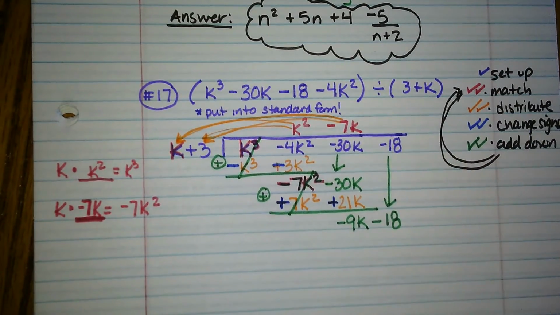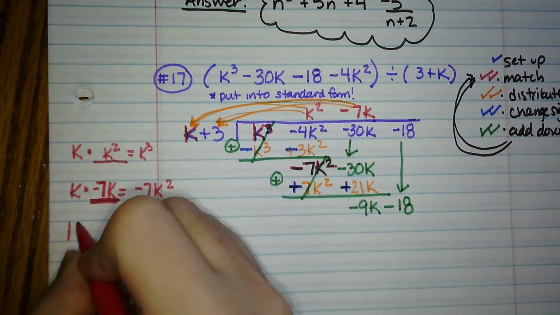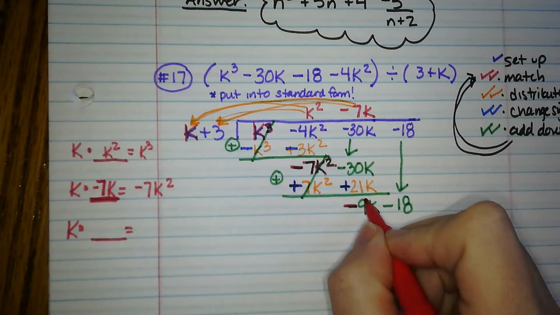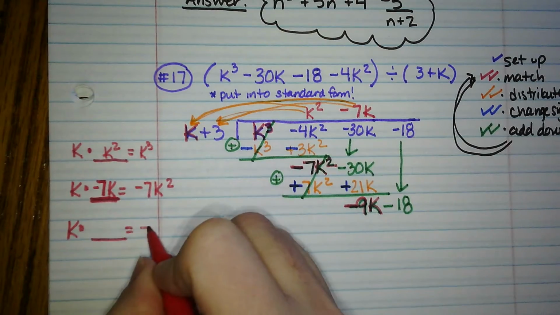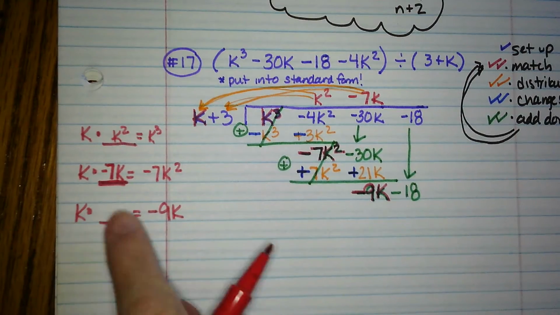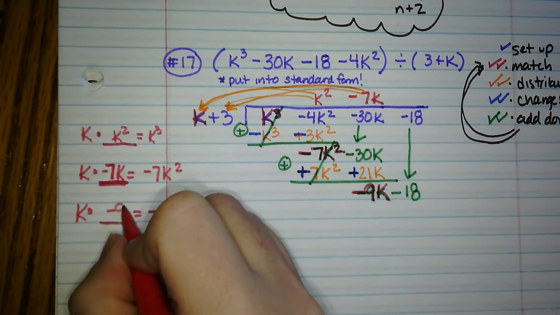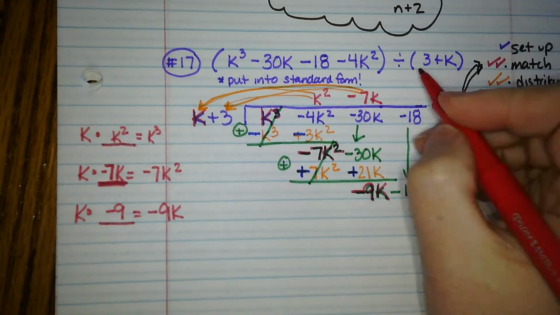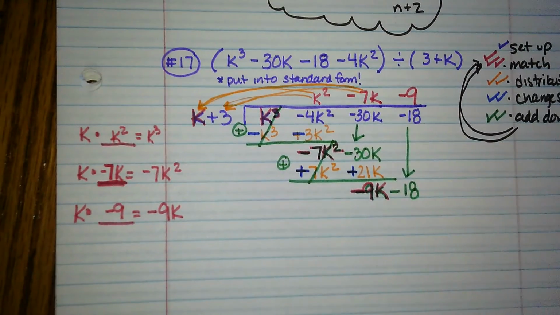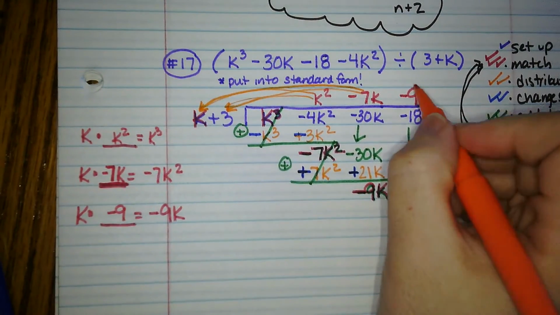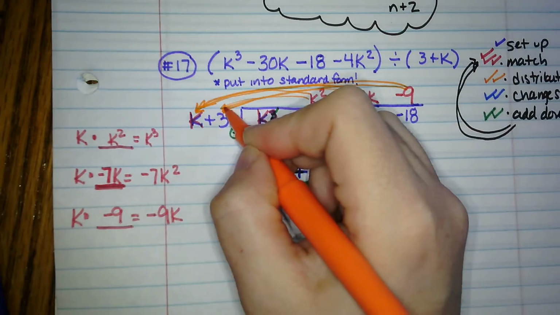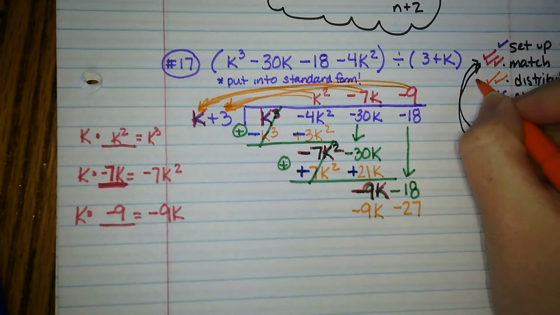For my final match, I have to match my k on my outside with the first term in my new line. And the first term in my new line is negative 9k. So what times k is going to give me negative 9k? Well, what changed from here to here? Just that negative 9. So I'm going to put that negative 9 up top over here. Last match complete. Distribute step, be careful. This is a negative 9 times a k, which is negative 9k. And negative 9 times 3 is negative 27. Distribute step complete.